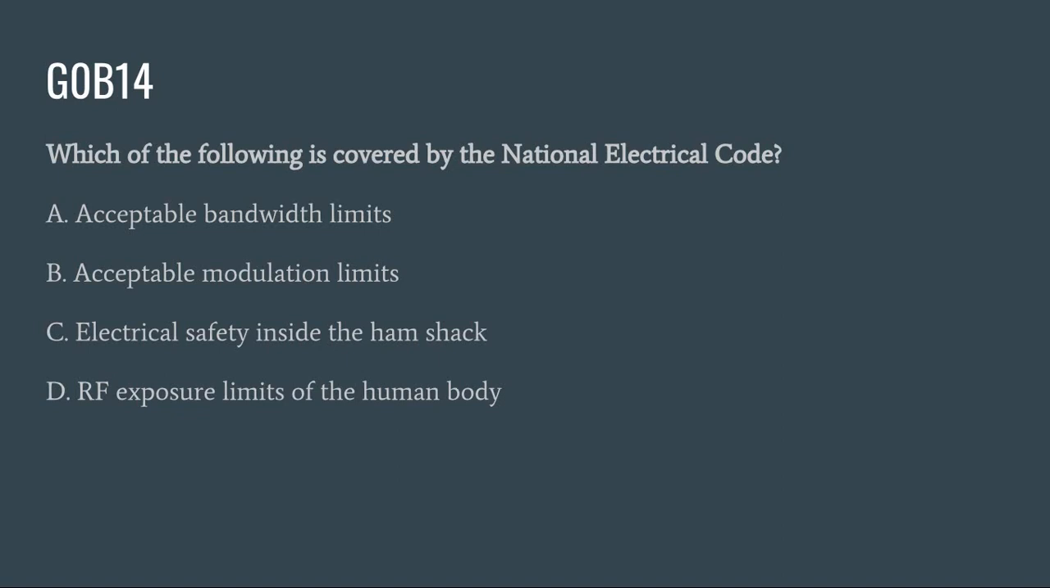G0B14. Which of the following is covered by the National Electrical Code? A. Acceptable bandwidth limits. B. Acceptable modulation limits. C. Electrical safety inside the ham shack. Or D. RF exposure limits of the human body. Answer here is C. Electrical safety inside the ham shack.